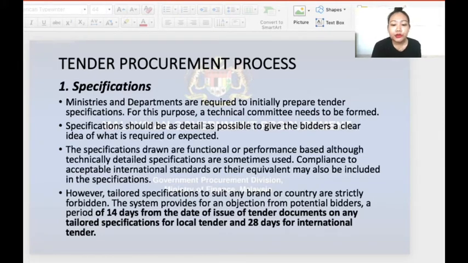The system provides for an objection from potential bidders on any tailored specifications, within a period of 14 days from the date of issue of tender documents for local tender, and 28 days for international tender. So it is double the days for international tender.